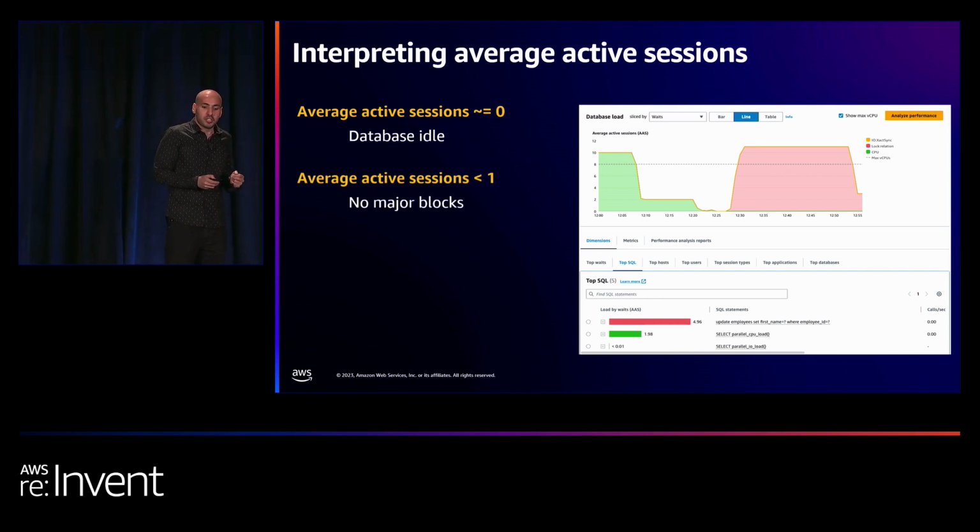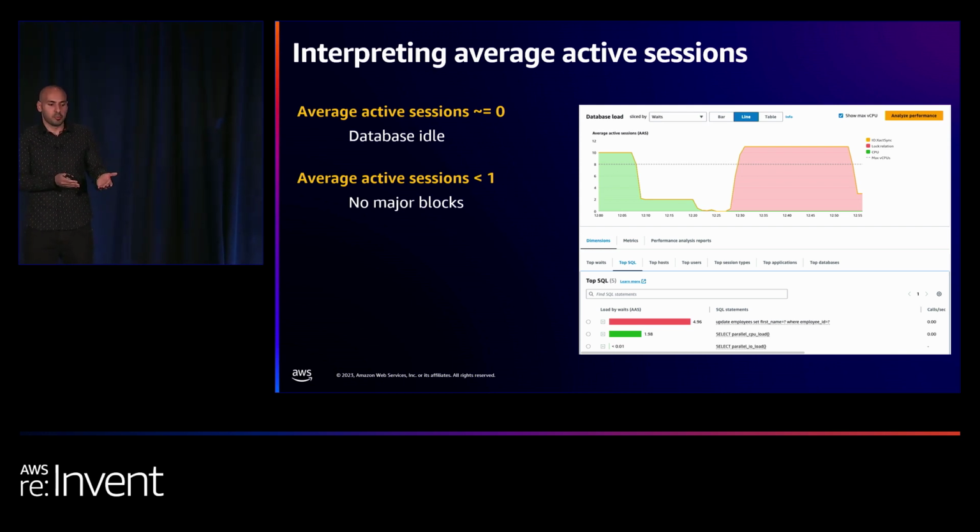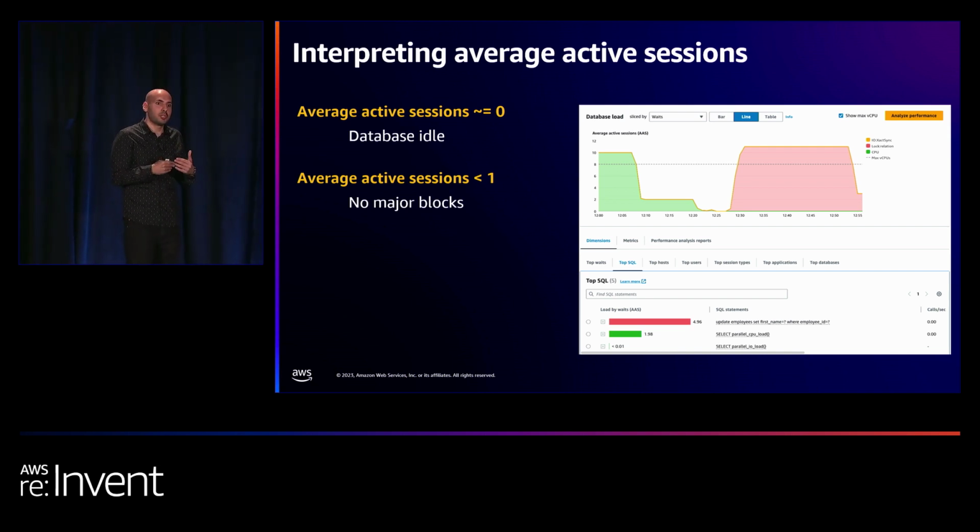When the average active sessions is below 1, it means that there are no major blocks. Imagine a user who is waiting because of a lock for a couple of minutes. You would expect, by looking at Performance Insights, to see at least one average active session waiting because there is one session that is blocked for a long time. But if you see that the average active sessions is below 1, it gives you an indication that probably there are no major blocks running in the database.